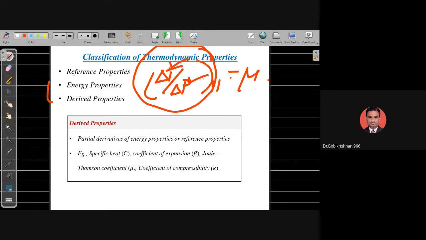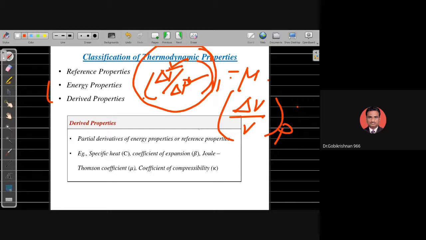Apart from this, we have the coefficient of compressibility also. Coefficient of compressibility means change in volume to the original volume, at constant pressure. Therefore, this is called a compressibility coefficient. So many derived properties are there. These are the different properties.